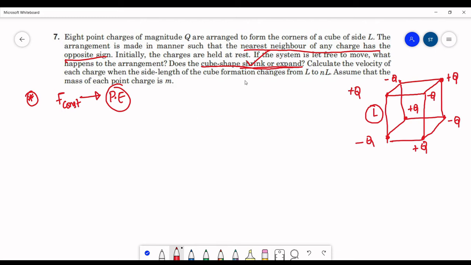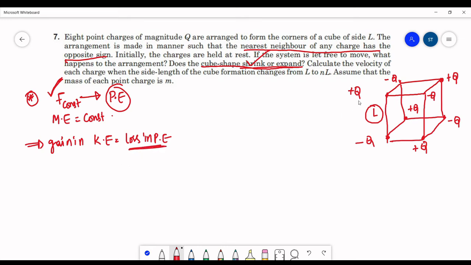Now we have to calculate the velocity when the side length changes from L to NL. Here there is no other force acting except the electrical force. Electrical force is a conservative force. If only conservative force is acting on the system, the mechanical energy of the system should remain constant. In other words, gain in kinetic energy will be equal to loss in potential energy. So let us find the initial and final potential energies.